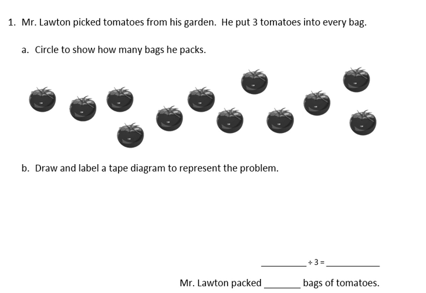The first question says, Mr. Lawton picked tomatoes from his garden. He put 3 tomatoes in every bag. Circle to show how many bags he picks. So I know I need to put 3 tomatoes in every bag. I will circle groups of 3.